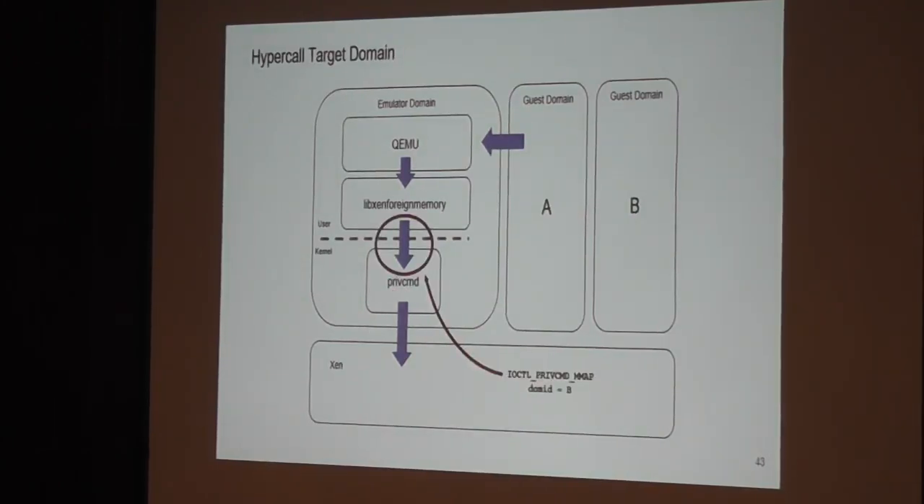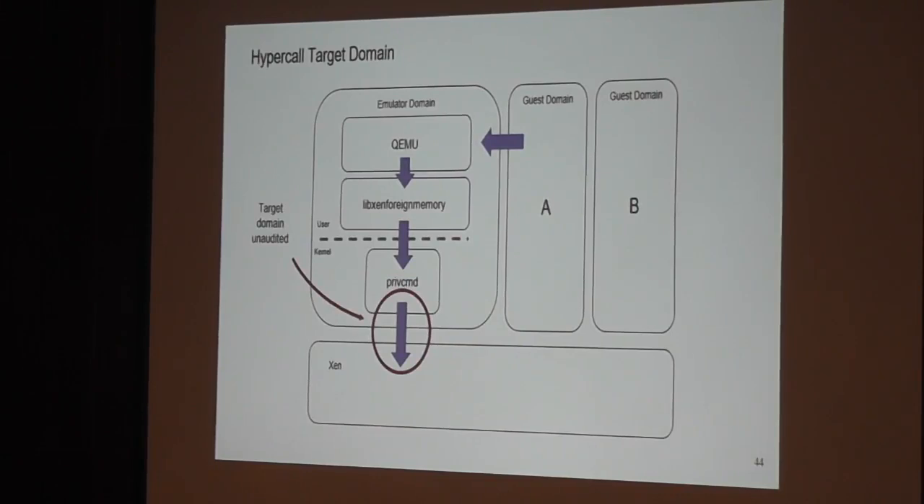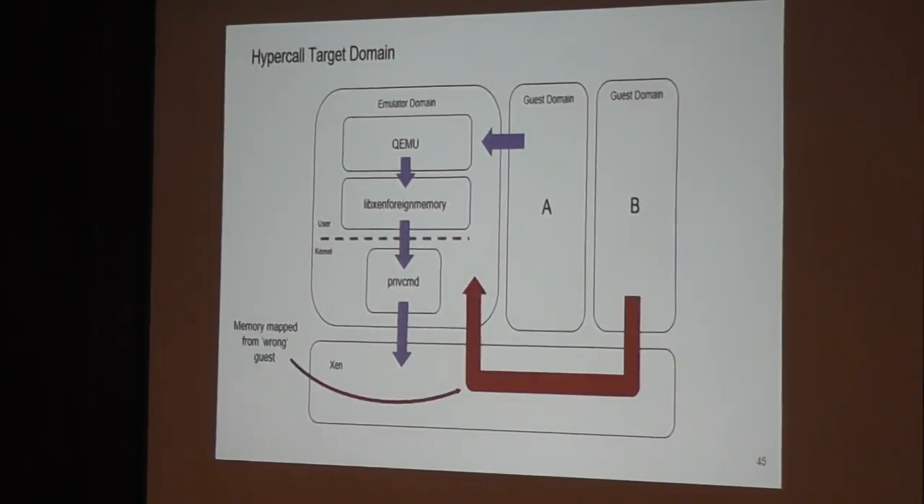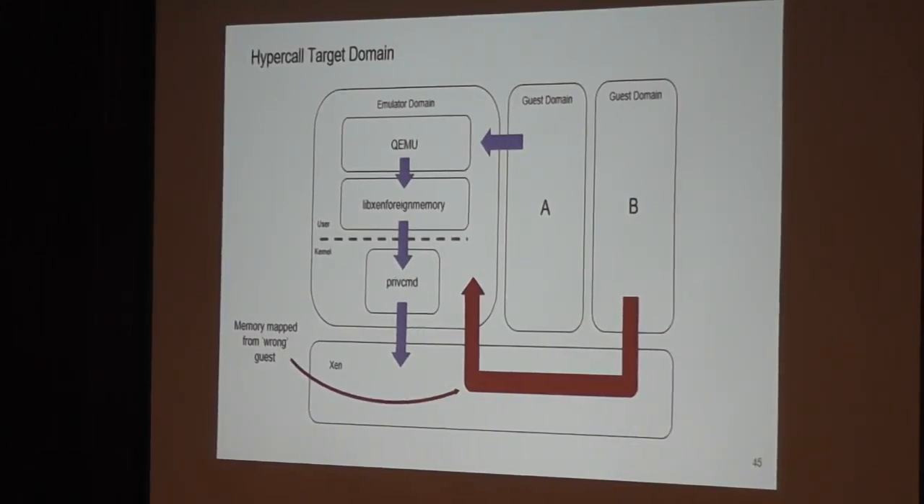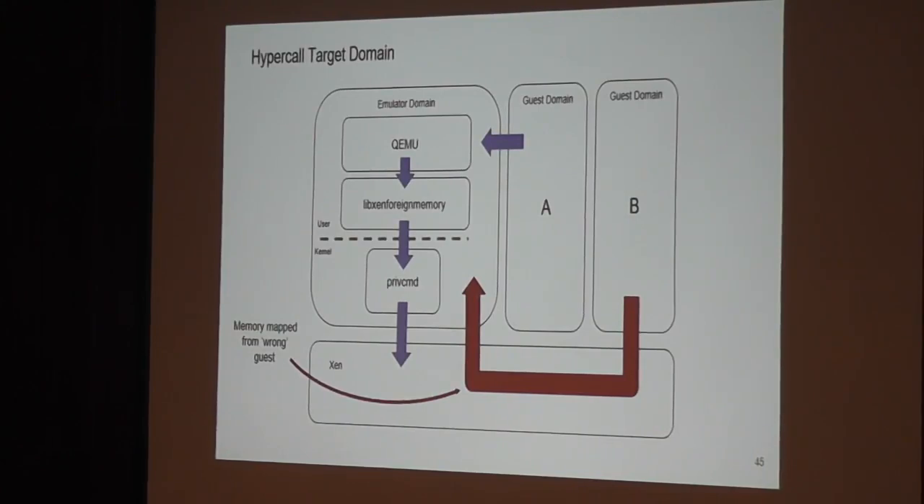First of all, I say guess domain A is compromised QEMU, but it's going to issue the IOCTL for domain B. So A should not be able to do that, but there's nothing to audit the target domain. So now we've mapped domain B's memory, and A can read it, essentially using the compromised QEMU. So what are we going to do to stop that?